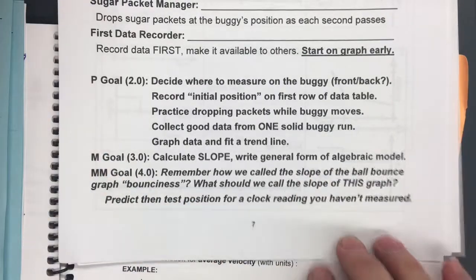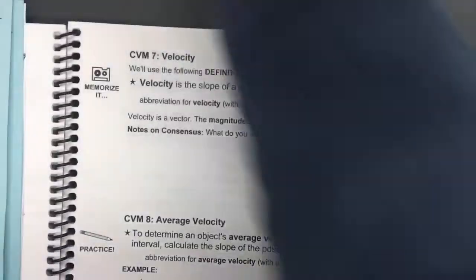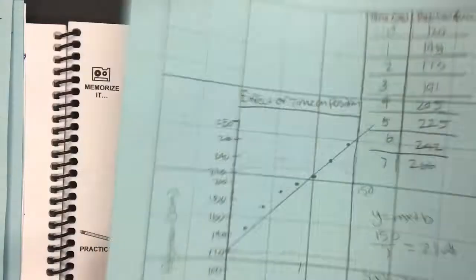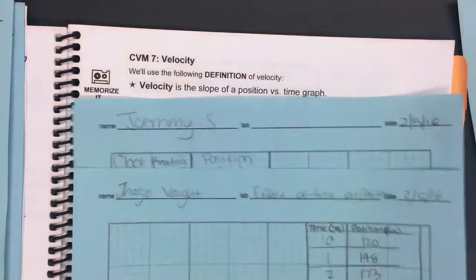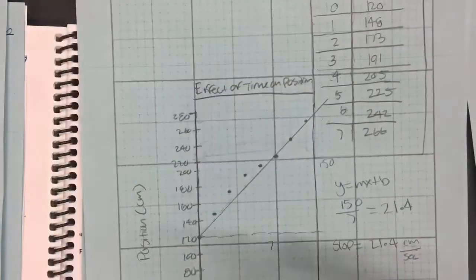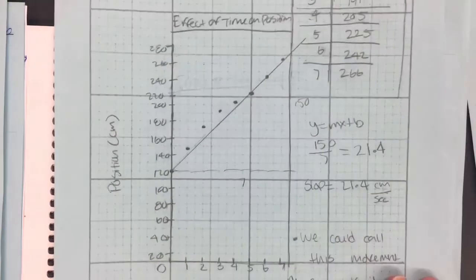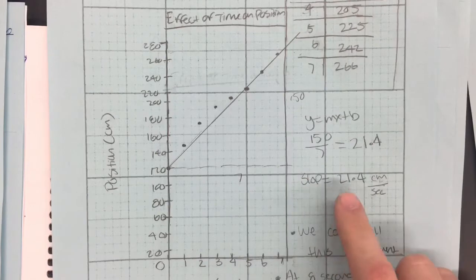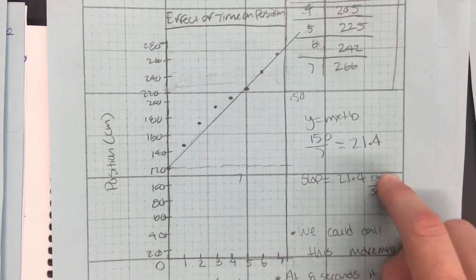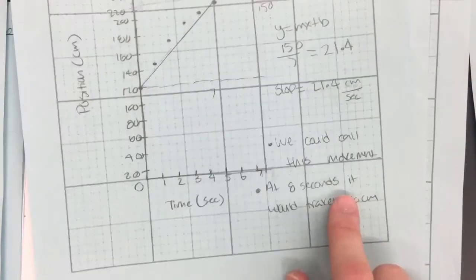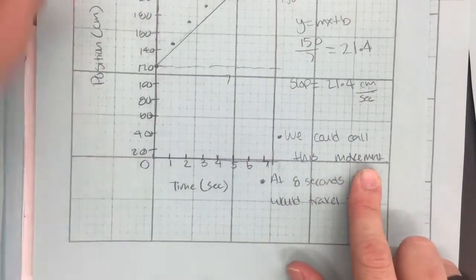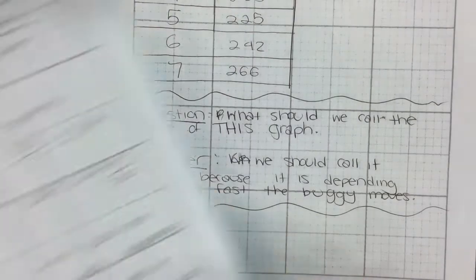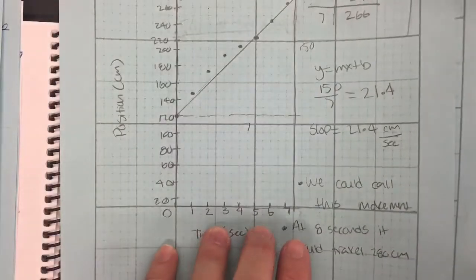So I wanted to show you a couple of people's work so that we could compare what people came up with. We've got Jalea and Joemi and Justin here. They were working with a blue buggy, and you can see they got a pretty straight line here. They calculated a slope of 21.4 centimeters per second. And the name that they came up with was movement. Actually, Joemi thought that we should call it speed. Jalea suggested movement. There's just definitely a connection between movement and speed.